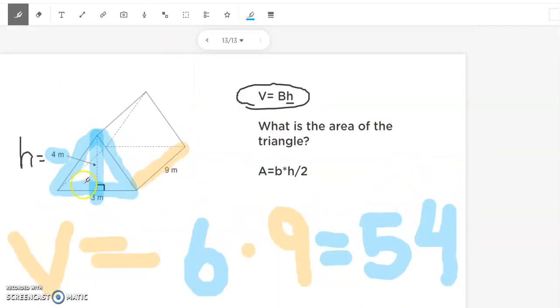So a little bit more work to find the volume of a triangular prism, but hopefully this video helps you out a little bit. And, by all means, go back and rewatch it.